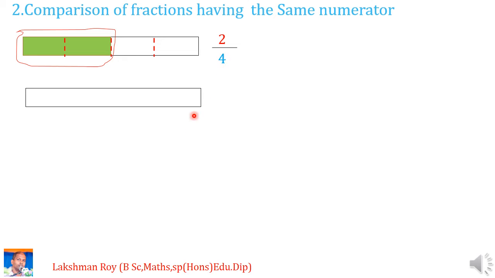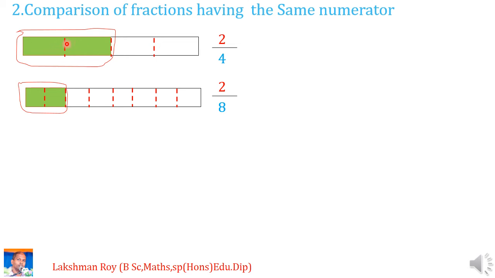This figure I divide into 1 2 3 4 5 6 7 8 parts, 8 parts, and colored 2 parts, right? How to write this colored part as a fraction? 8 parts divided, colored 2 parts. So these are my two fractions. Now you can see, students, 2 parts colored in this figure and 2 parts in this figure, but which is the bigger part? This part is big, right?